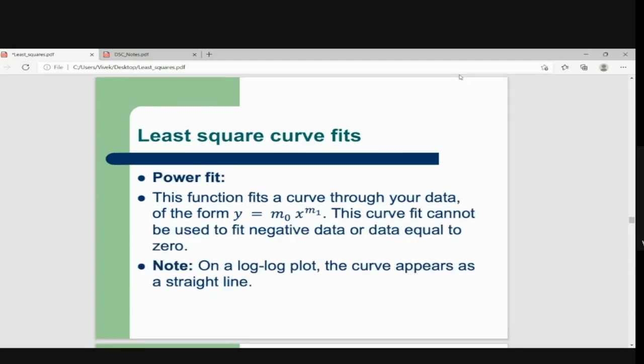Similarly, we can go for the power fit. This function fits a curve through your data with this power function. In this case also we need to find the values of m naught and m1, and if we are able to find them, then this fit will be the power fit, obtained with the help of the least square method.